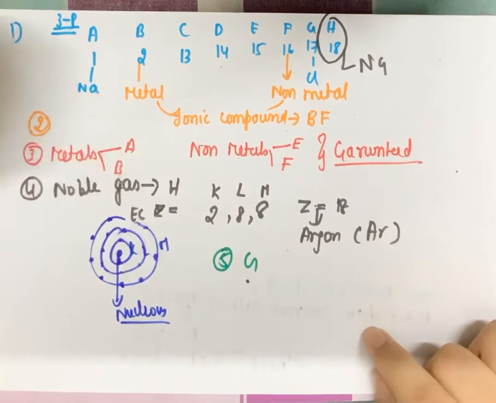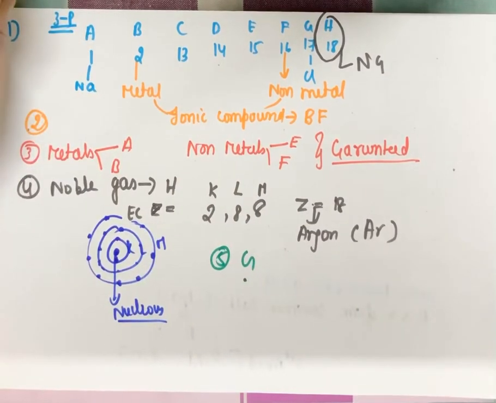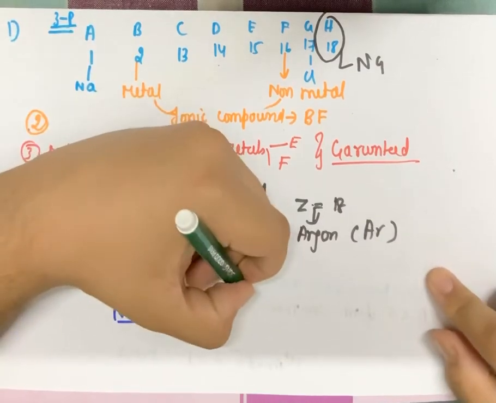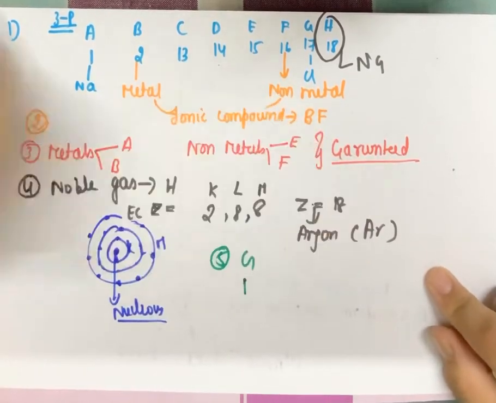So G has 7. That means the valency of G will be what? Either 7 or 8 minus 7. 8 minus 7 is 1. It is smaller. So the valency will be 1. And C has 3, so the valency will be 3 only.